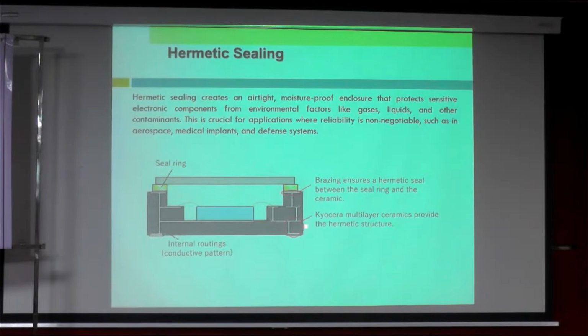And this is some design. Kyocera multi-layer ceramic provides the hermetic structure. So the packaging can be ceramic packaging. It's quite common, because to a certain extent, certain devices need to be isolated from electrical connection to prevent short circuit. Then you use ceramic packaging. And ceramic packaging is basically quite stable, because it can withstand high temperature, and is also a robust material.